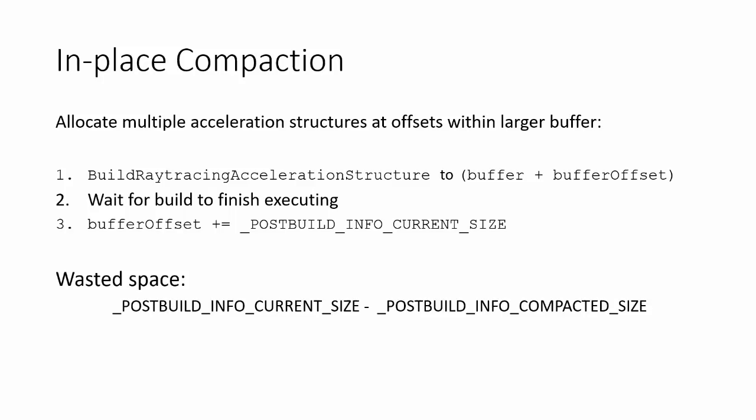This is still going to waste some space. It'll waste the difference between the current size and the compacted size, but it's not going to waste as much space as if we did no compaction at all. The big issue here is stalls. Because we have to wait for the build to finish executing to know how much to offset by, we're likely to end up with the CPU just blocked a lot.